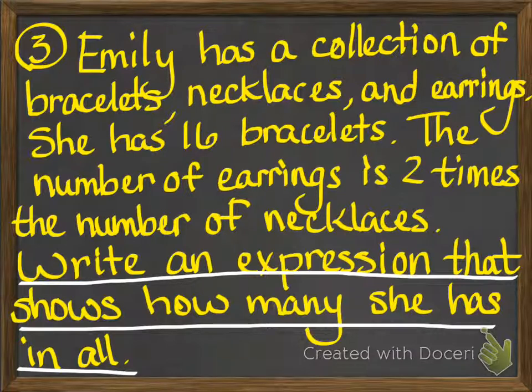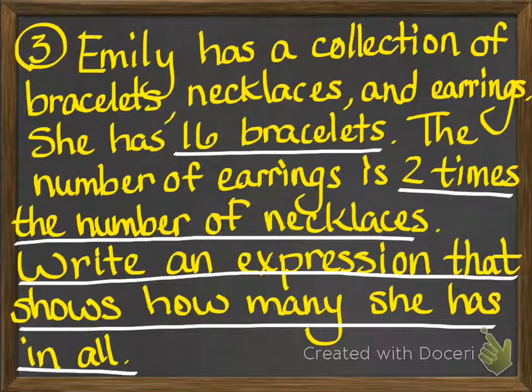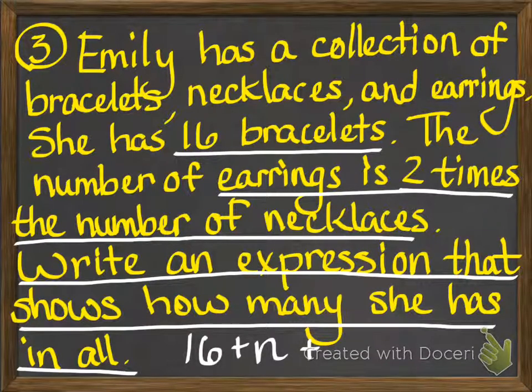Okay, so we don't know how many she has in all right now. All we do know is that she has 16 bracelets, and we know that she has 2 times as many earrings as she has necklaces. So we know that 16 plus a number of necklaces plus, we know that the earrings is 2 times that amount of necklaces. And that's all we know so far. So that would be the algebraic expression. That's the first part of the question.